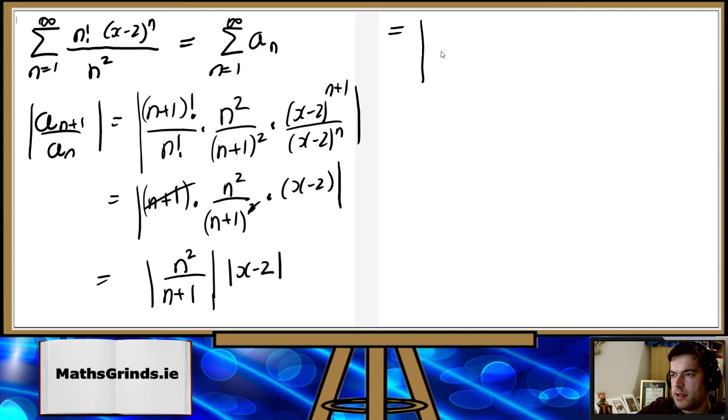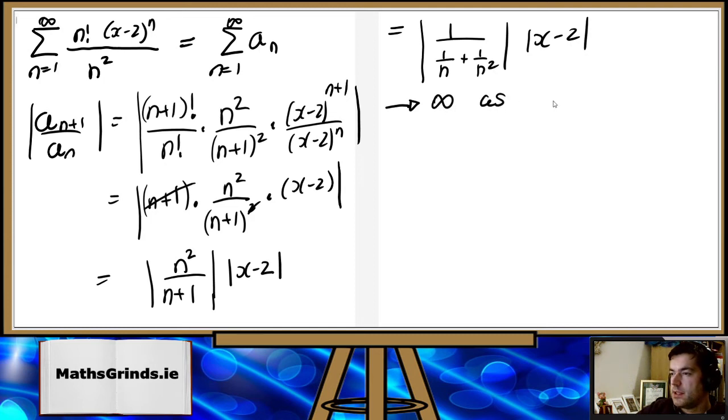I'll divide everything by n squared in the first fraction. So it's 1 over 1 over n plus 1 over n squared, times x minus 2. This will go to infinity as n goes to infinity, because what will happen is it will become 1 over 0 plus 0. Or you can see it here, the top will grow quicker than the bottom.